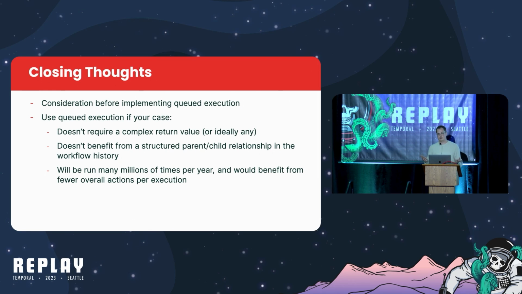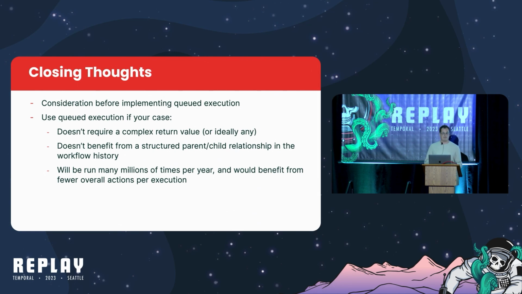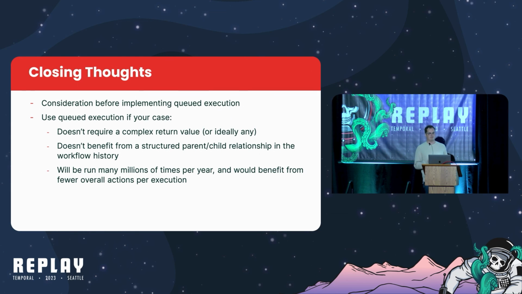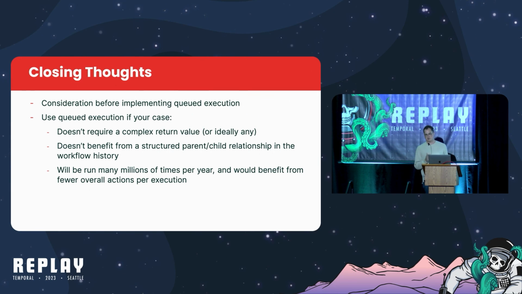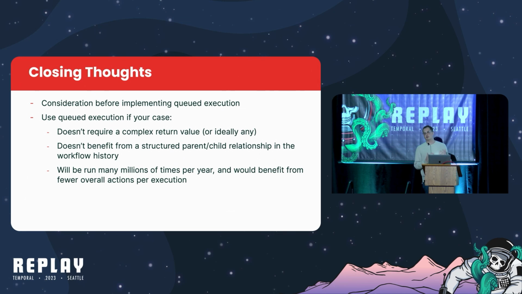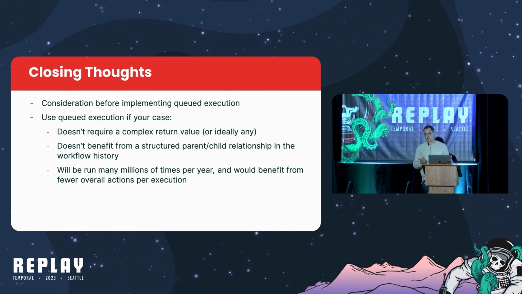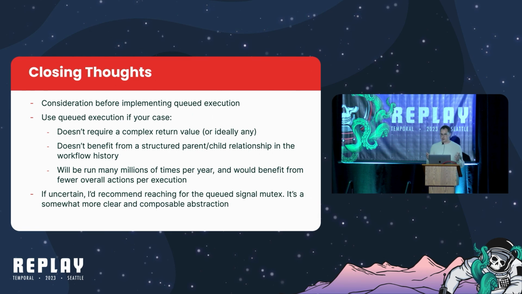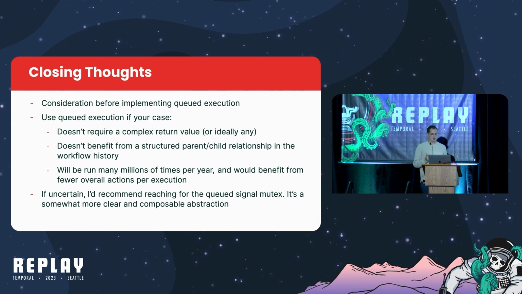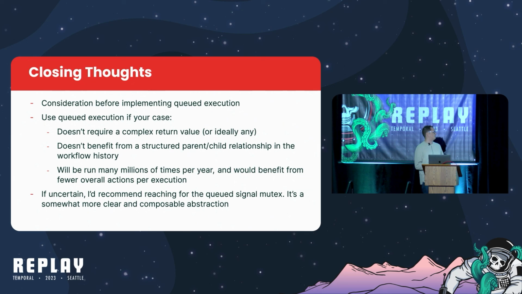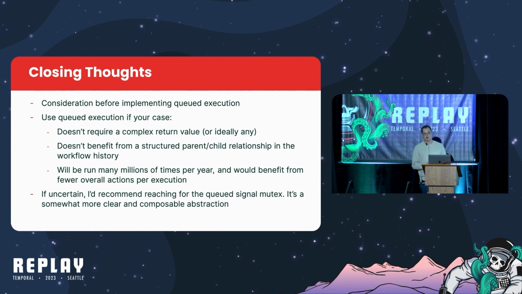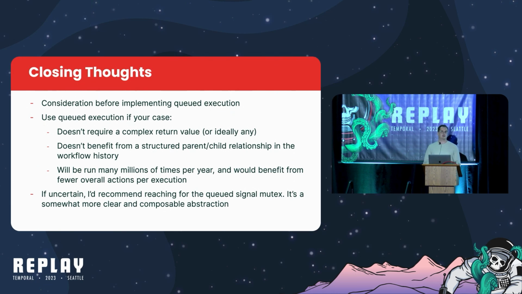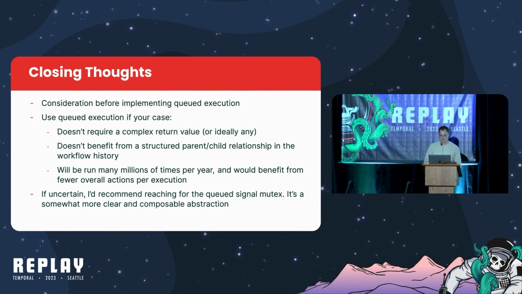And if you're someone who's really using Temporal heavily, if you're running your workflows and would need these locks to run tens of millions of times a year, hundreds of millions of times a year, then certainly the more efficient approach makes sense for you for the cost savings and efficiency. But if you're unsure, if you don't think you're going to hit that scale, I personally would suggest reaching for the queued signal approach. It's a little bit more composable and a little bit more familiar to developers who have worked in other threading environments.